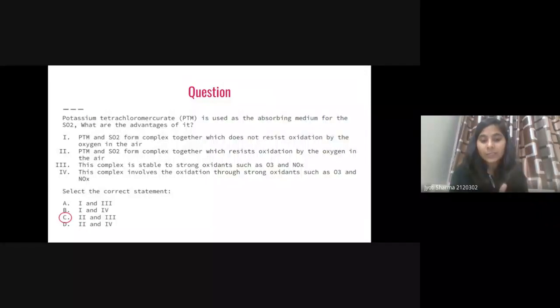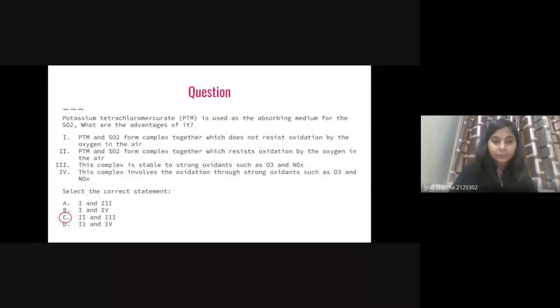So that's why we should have the complex formed by sulfur dioxide and the absorbing medium in such a way that it can resist the oxidation. And if it is resisting the oxidation, then the first and second statements are right. And if we are talking about that resistance, it means the complex is stable. So the second and third statements should be right, but not the first and fourth. So based on that, answer C should be right.